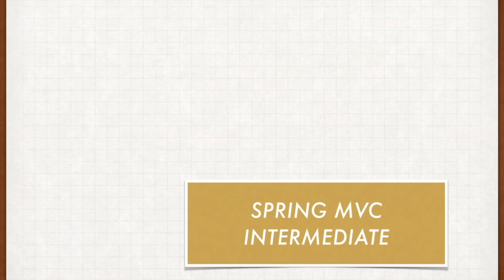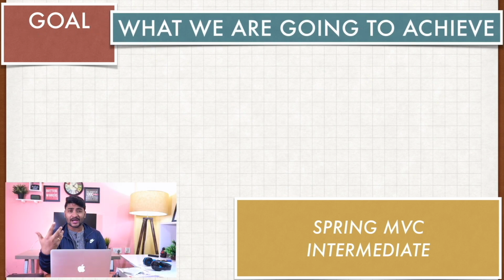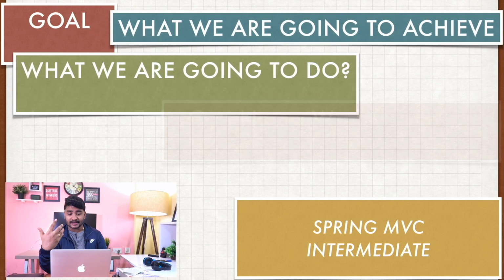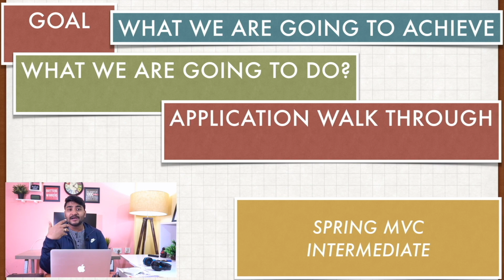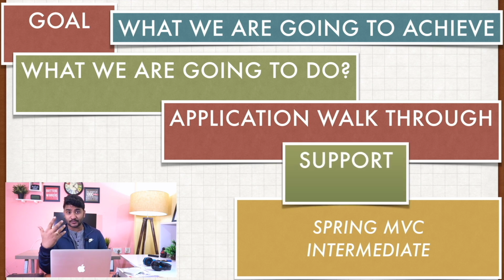I'm gonna give you a walkthrough of what we are going to do in this course. I'll talk about the goal for this course, what we're going to achieve, and I'll also give you an application walkthrough of the application that we're going to develop here. I'll show you the wireframe and the requirements for this application. Also, I'm gonna tell you how you can get support whenever you get stuck while coding.